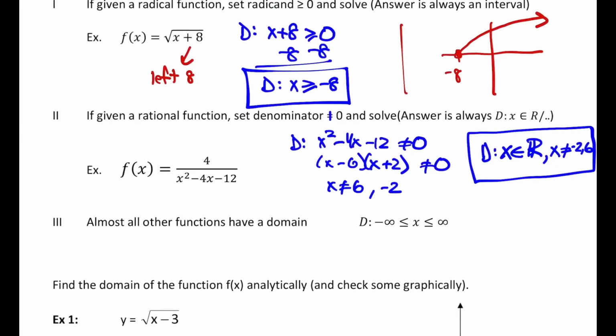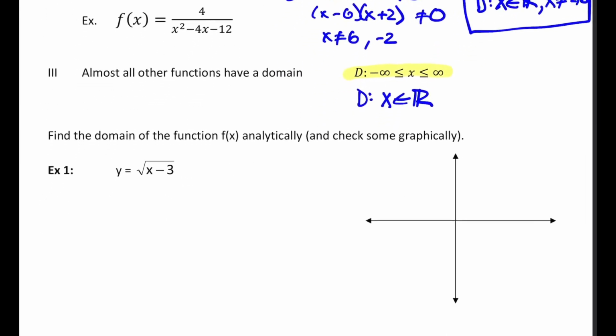So if our function does not have a square root and it does not have a denominator with a variable in it, almost all the other ones have a domain of x is an element of all the reals. Okay, so you can write it like that, or you can write it as x is an element of all the reals. So that would be like your quadratics, your linears, cubics. If you do not see the square root, or you do not see an x in the denominator, you're just going to say the domain is going to be all the reals.